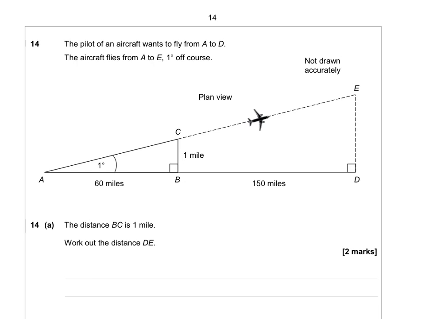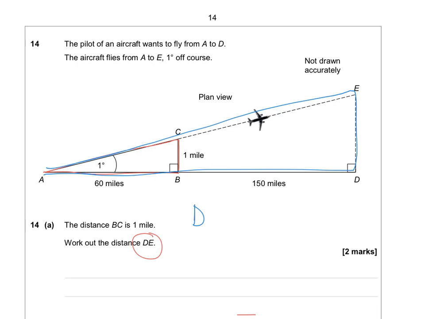Question 14. The pilot of an aircraft wants to fly from A through to D. The aircraft flies from A to E off course. The distance BC is 1 mile. Work out the distance DE. This is a similar triangles question. This triangle here, ACB, is similar to the larger triangle AED. The distance we're trying to work out is DE.